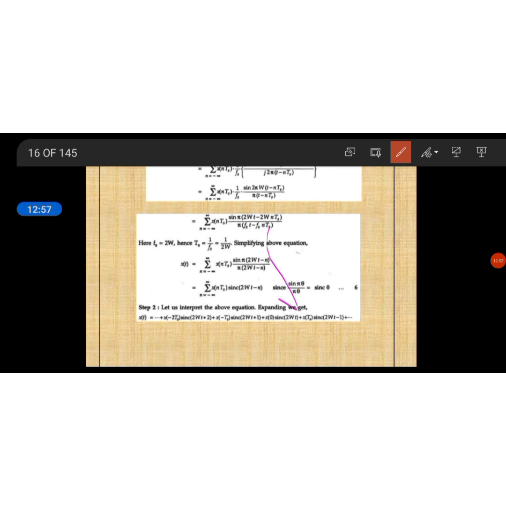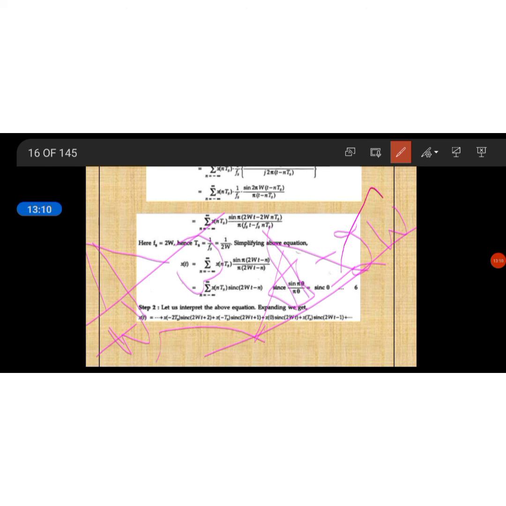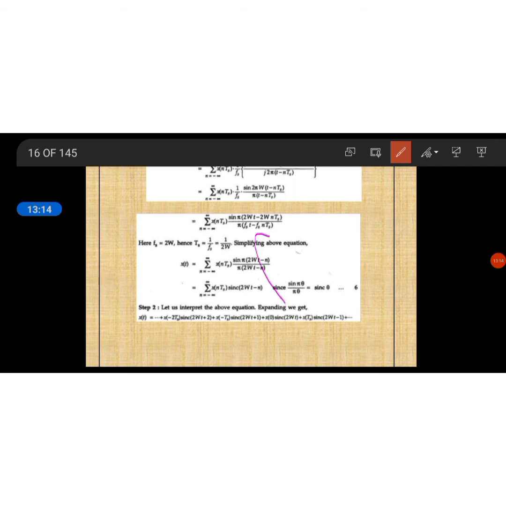Here the sampling rate we have taken is equal to 2 omega. That means, this is the original spectrum and this is the sampled spectrum. The spectra here touch each other. Why do the spectra touch each other? Because we have taken the sampling rate equal to 2 omega. Thus we have proved the second part also. Up to this, the proof of the sampling theorem is over.